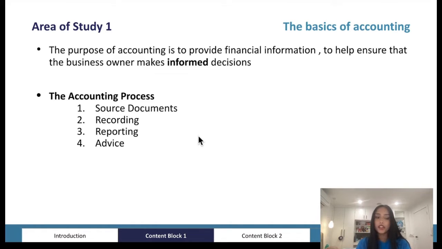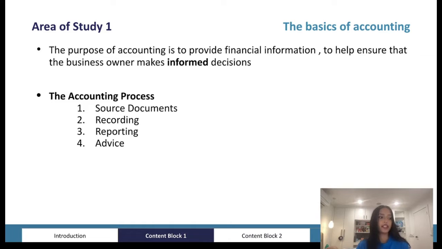And then you also need to know about the accounting process. This refers to the process that is required in order to provide financial information to the business owner. Because obviously you can't just take a brief look at a business and understand everything about it and provide financial information and advice to the owner immediately. You need to go through a process.